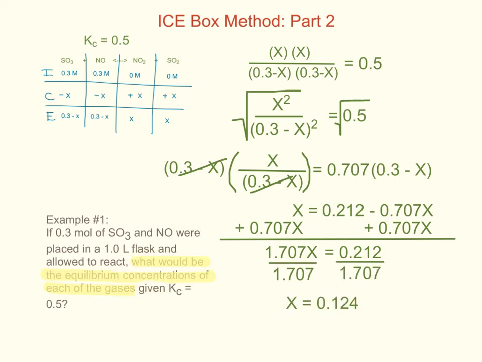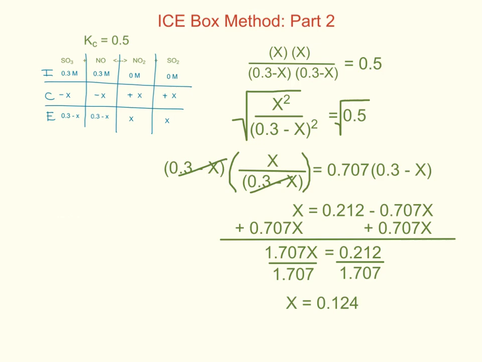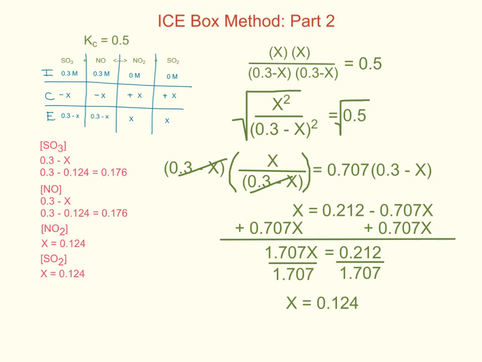But looking back at our question, it doesn't ask us to simply solve for x. It asks us to solve for the equilibrium concentrations for each of our reactants and products. But now that we know x, we can simply plug it back in to our equilibrium concentration row and get our equilibrium concentrations for each of our reactants and products. So our equilibrium concentration for SO3 is 0.176. For NO, it's also 0.176. And our equilibrium concentration for both of our products, NO2 and SO2, are both 0.124.